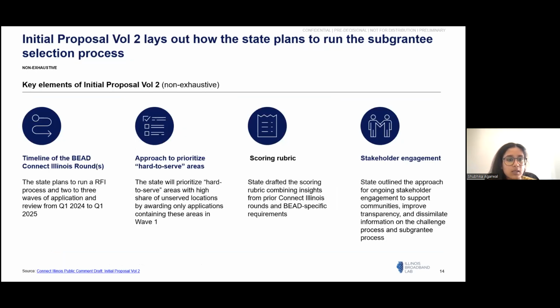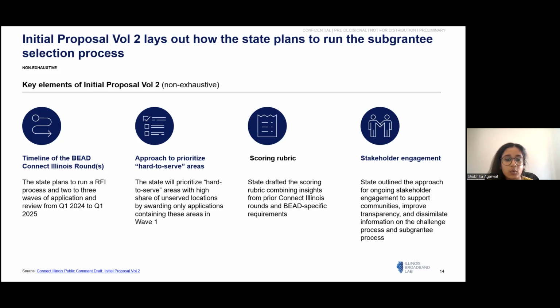Briefly looking at components of initial proposal, volume 2. This is not an exhaustive list. There's a lot of important elements in that, but a few things that we'd like to highlight is it talks about the timeline for BEAD round 4, essentially. So there's also going to be an RFI process to get feedback on project area units, and we would appreciate feedback on that and how the process is really going to run, the sub-grantee process. There's details on that.